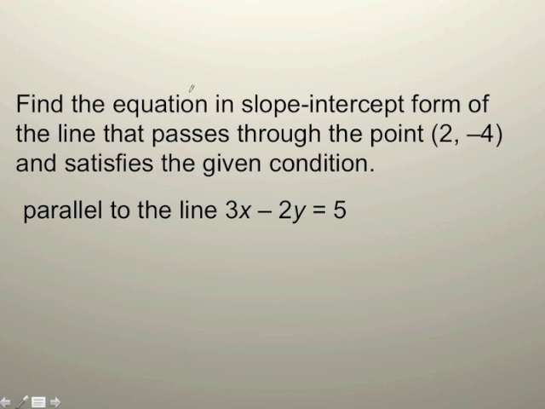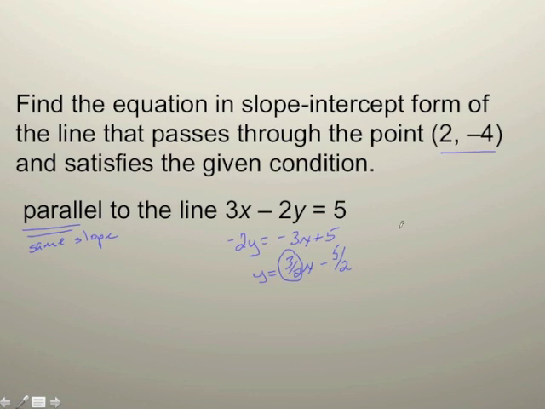Find the equation in slope-intercept form of a line that passes through the point (2, -4) and satisfies the given condition. It's parallel, so that means the same slope as this line. Well, first let's find the slope of this line. So -2y equals -3x plus 5. y equals 3/2 x minus 5/2. Okay, we found the slope is 3/2, and it's parallel, so it's the same slope.